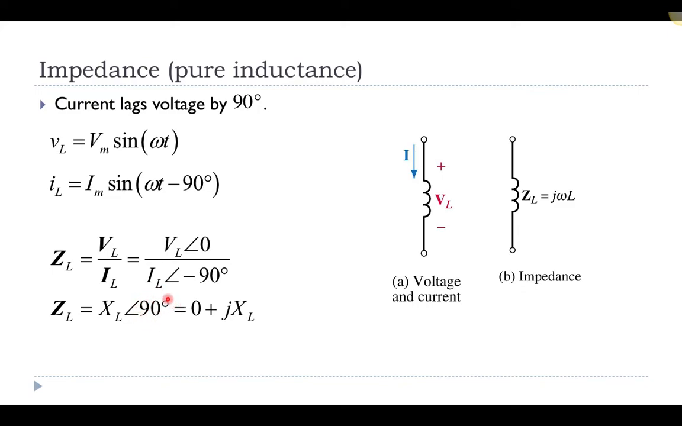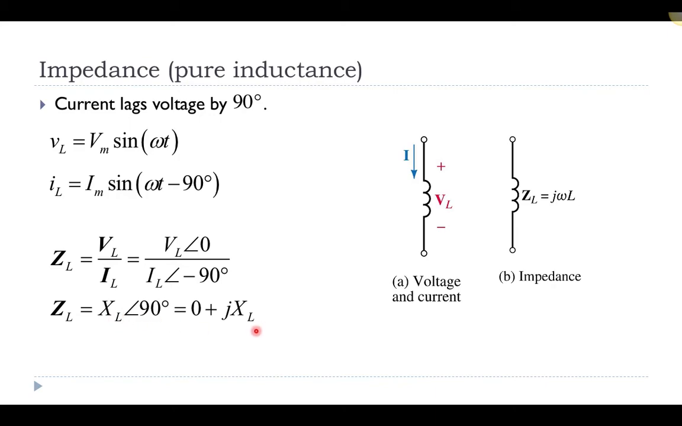So what does this 90 degrees mean? With impedance, the angle is basically telling us how does the voltage compare to the current. And this is saying that the voltage leads by 90 degrees, or that the current lags by 90, but it's easier to say that the voltage leads by 90 degrees. So the angle for the impedance is always going to tell you how does the voltage compare to the current that goes through that particular component.